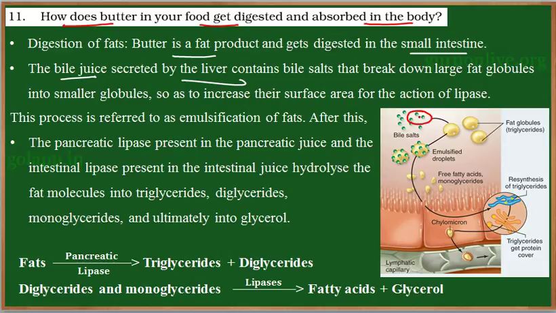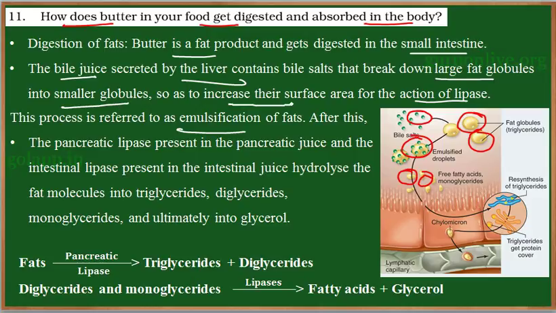The bile salts act upon the larger fat globules and break them into smaller fat globules. This process is called emulsification. Emulsification increases the surface area for the action of the lipase. So when the bile salts act upon the larger fat globules and convert them into smaller globules, they increase the surface area for the action of the lipase. This process is called emulsification. And once the fat gets emulsified, now the role of the enzymes starts.